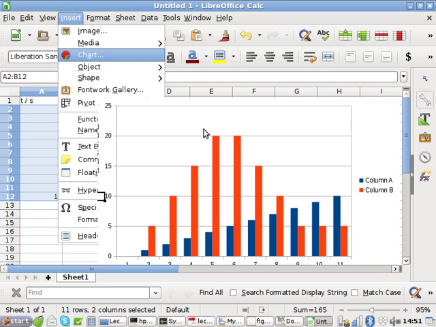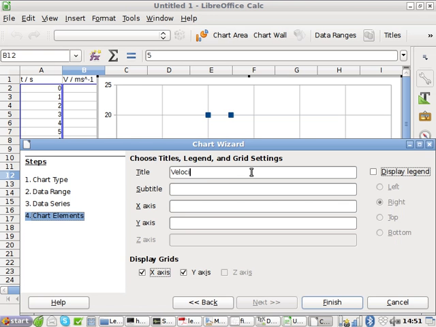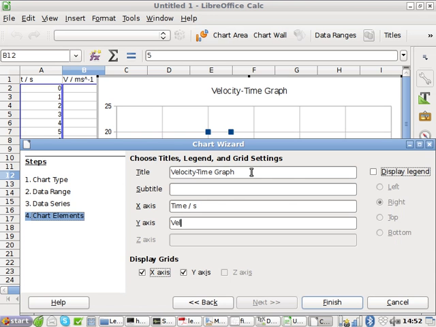Okay, not this, of course. That is, isn't it? I'm a dirty cheater. Right, velocity time graph. X-axis is time in seconds. Y-axis is velocity in meters per second. And then, there we go.